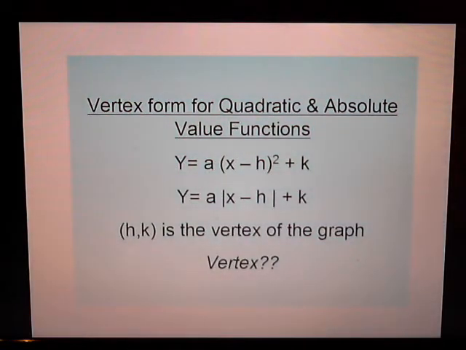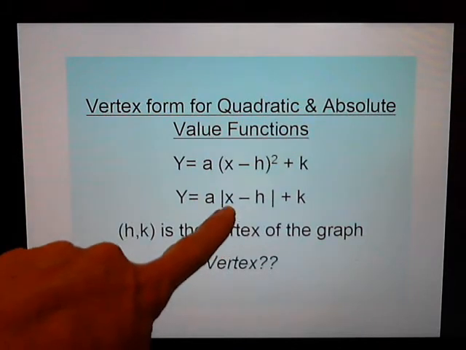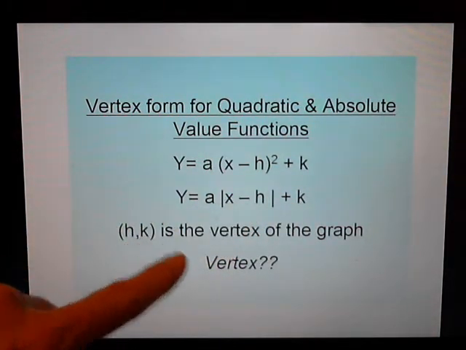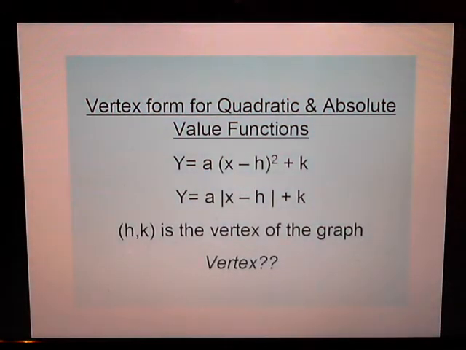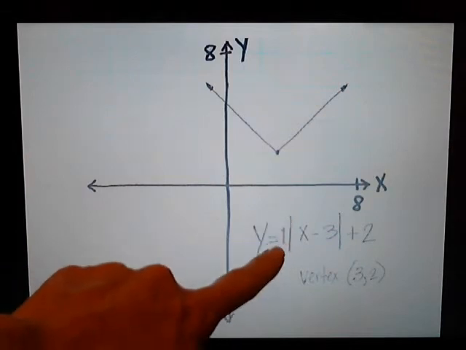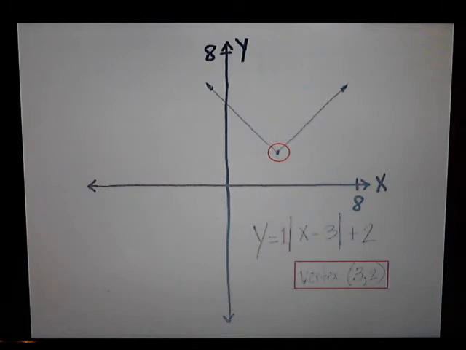So here is the vertex form. We're going to take the basic x squared, or the basic absolute value of x, and we're going to talk about what this h, k is. It's the vertex of the graph. And what do I mean by a vertex? Let's look at another graph. Here's one, for instance. We have the equation y equals 1 times the absolute value of x minus 3, plus 2, and you get a vertex of (3, 2).